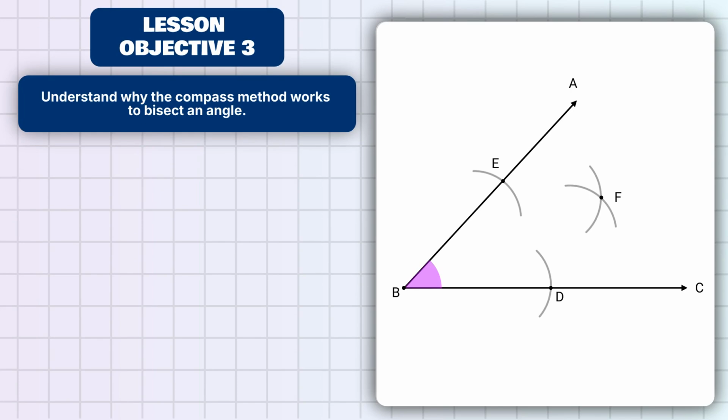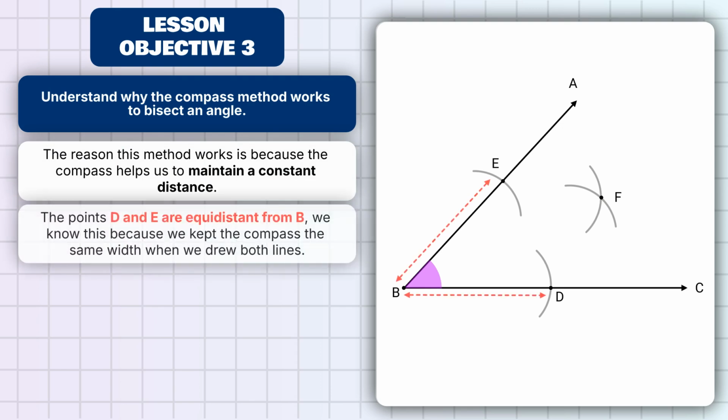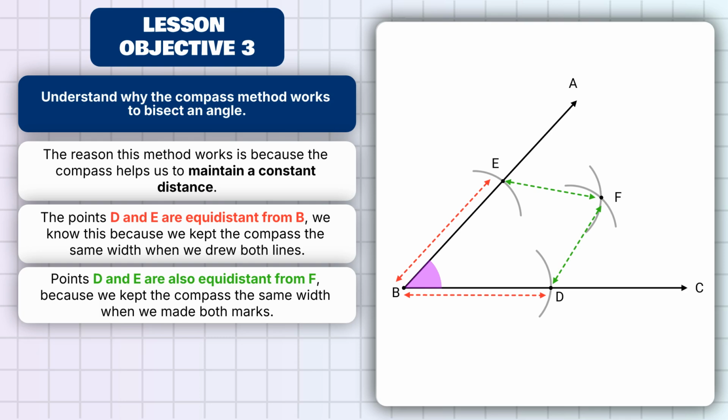So let's turn to our final aim for this lesson. Why does this method work? The reason this method works is because the compass helps us maintain a constant distance. The points D and E are equidistant from B. We know this because we kept the compass the same width when we drew both lines. We also know that point F is equidistant from E and D because we kept the compass the same width when we made both marks.